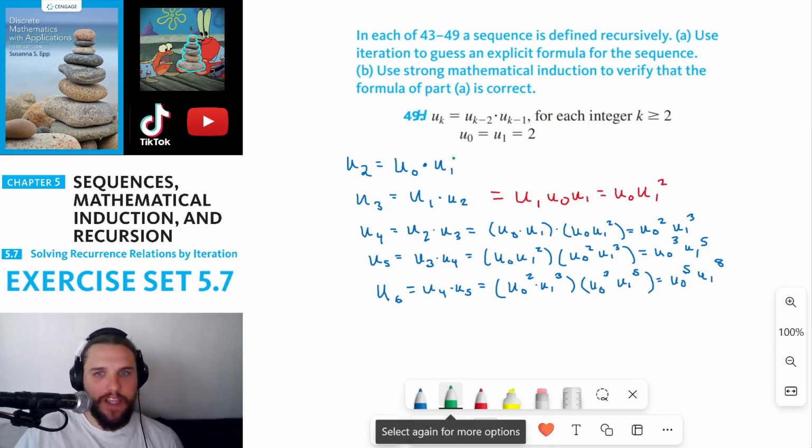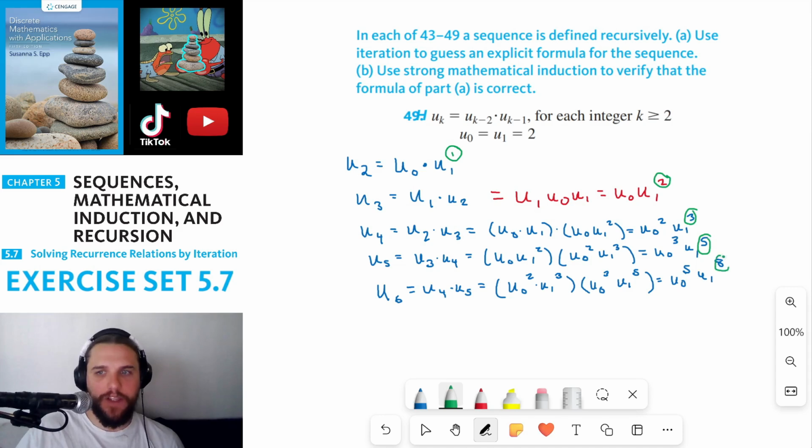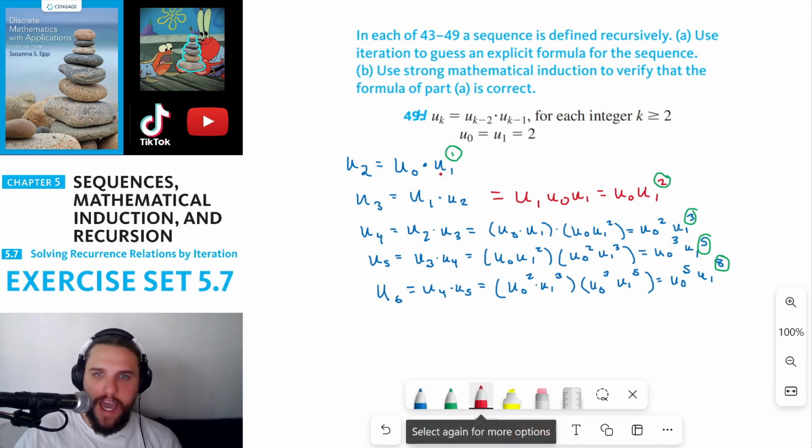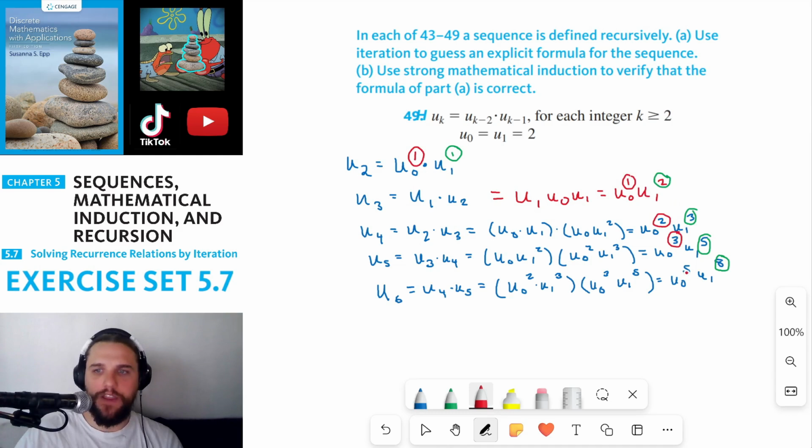But I'm noticing that the exponents for u sub 1 follow the Fibonacci sequence, which is just to say that each exponent is determined by the sum of the previous two exponents. And the same is true with the exponents of u sub 0. U sub 0 also tracks with the Fibonacci numbers. The Fibonacci sequence is 1, 1, 2, 3, 5.